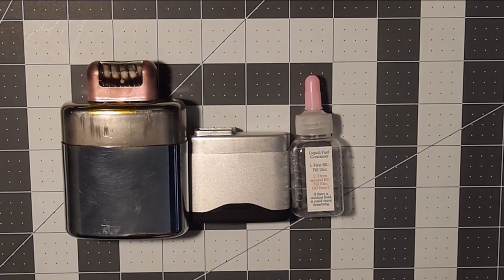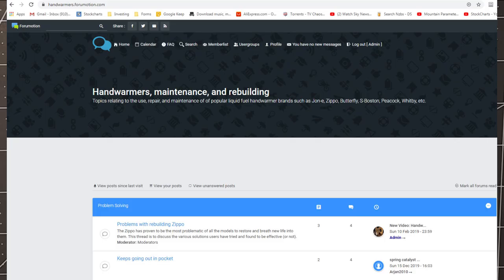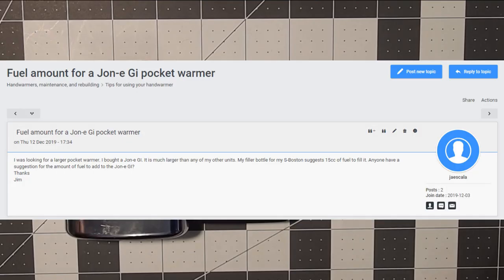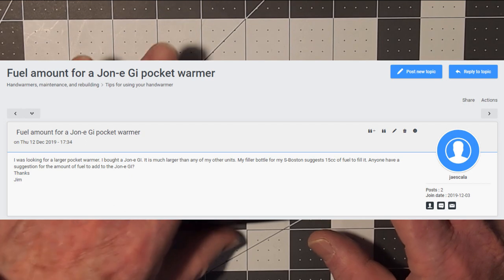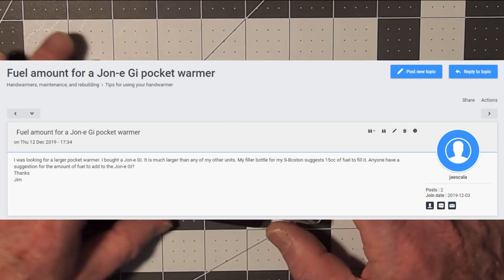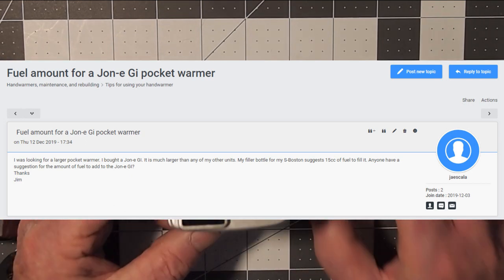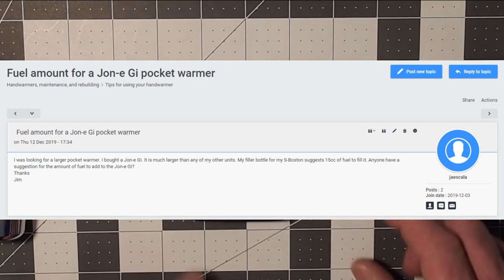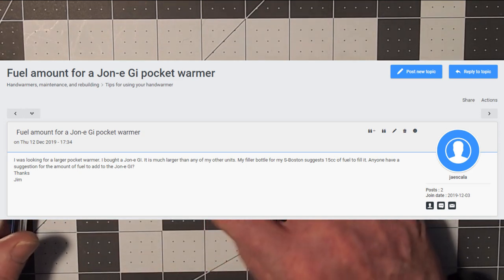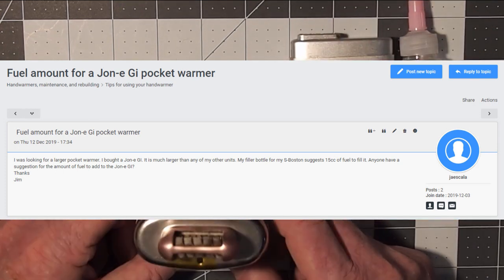In our Handwarmer forum in December, we got a question that is good enough that I thought it warranted covering it perhaps in a video. And that was, as you can see here, he has a S Boston and he knows that that one takes 15 mils on the first fill. Then he's gotten himself a larger one.